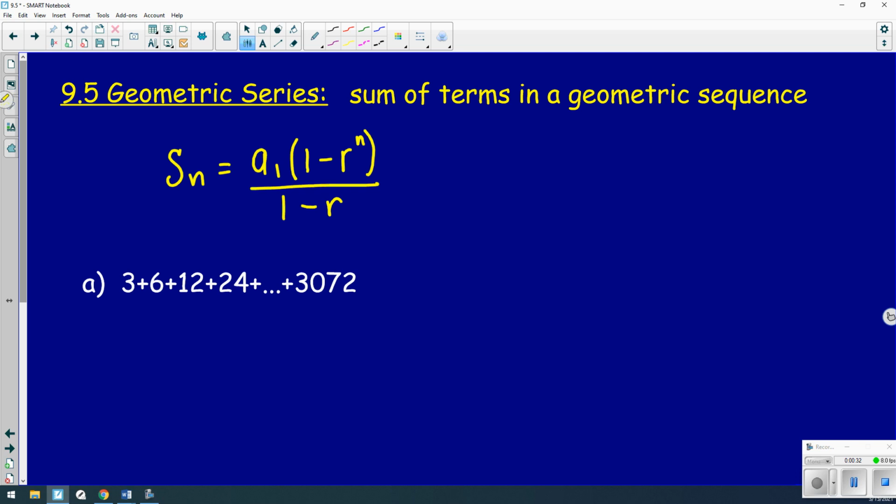So that's kind of a complex formula to commit to memory, so we'll always have our notes with us to refer back to.